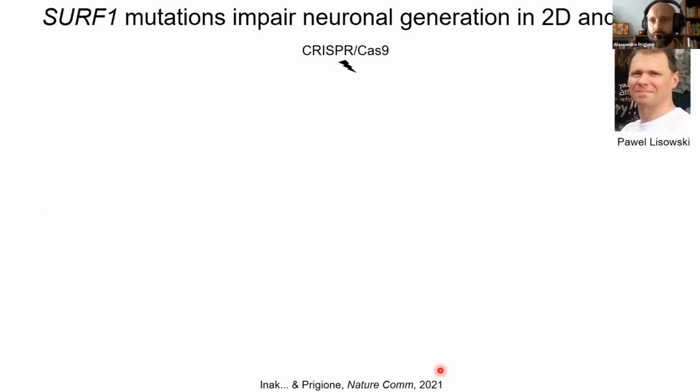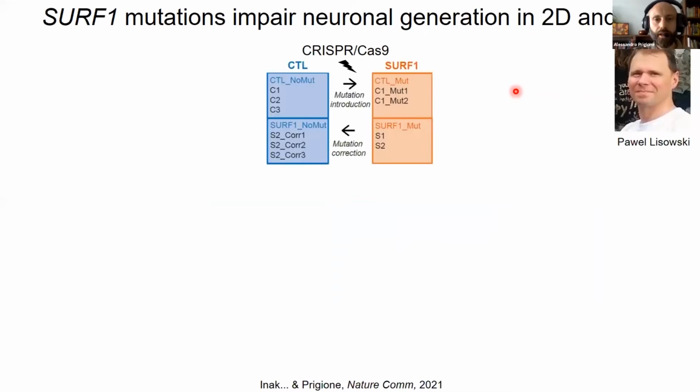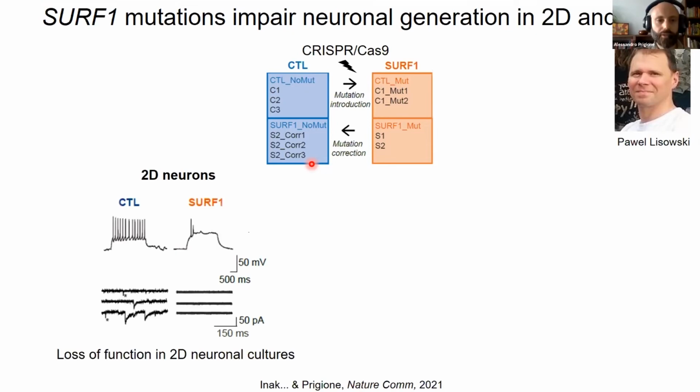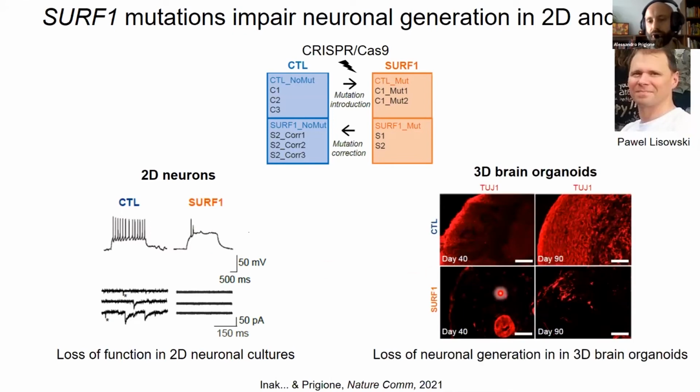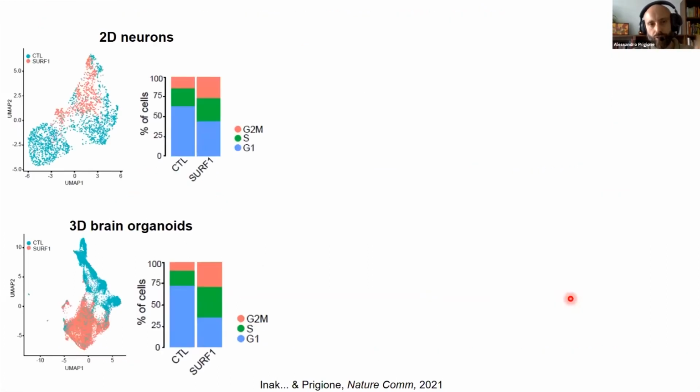Since it's a nuclear mutation, Pavel Apostel in the lab could use CRISPR-Cas, and we could have iPS cells from control where we introduce the mutation, and iPS cells from patient where we corrected the mutation. So we have then these different patient and control mutations in different backgrounds. And we see that the neurons fire less action potentials, but also in the organoids, there's less differentiation of neurons.